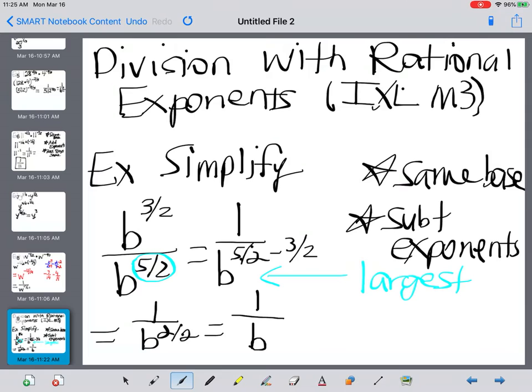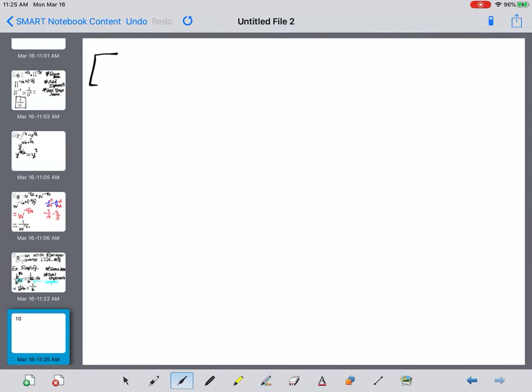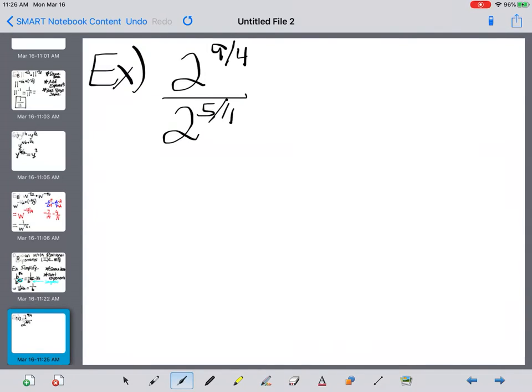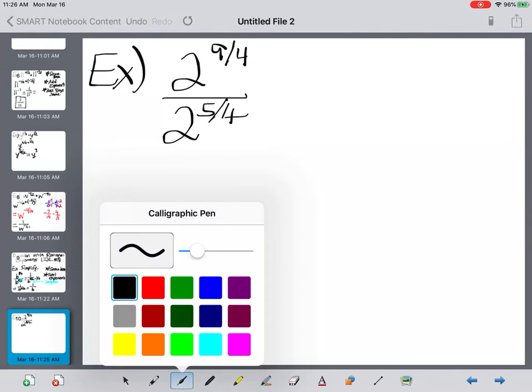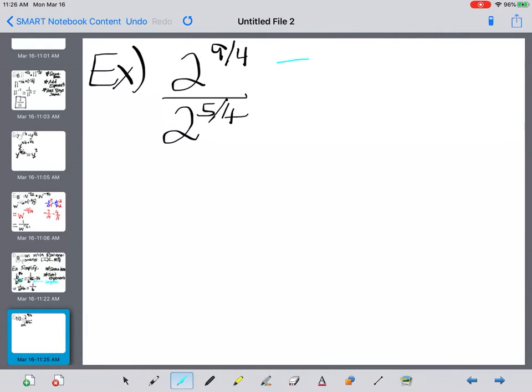So let's look at another one. So on this one, let's say that we'll have 2 to the 9/4 over 2 to the 5/4. So on this one, my largest is on the top. 9/4 is greater than 5/4. So that means I'm going to keep my number on the top.